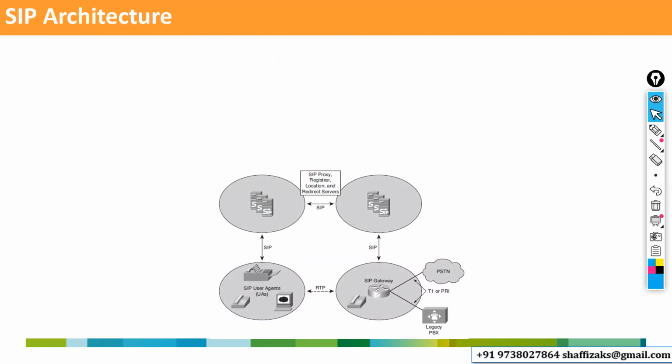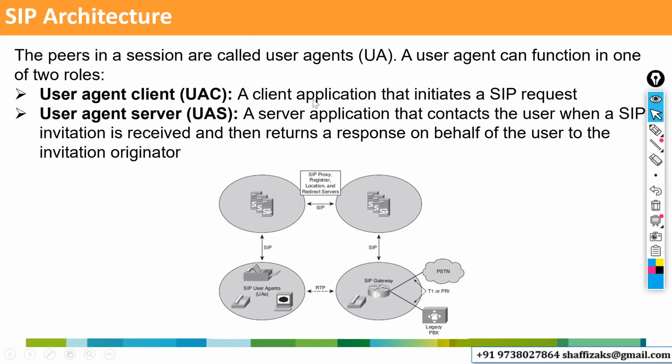Next we'll look into the architecture. So here, when two devices are participating, and both ends are using the SIP protocol, we call it a user agent. Any device participating in the SIP protocol, we call a user agent. There are two roles we have. One is the user agent client and another one is the user agent server. It's very simple. We have the calling party and the called party. Always the calling party will act as the user agent client, and the called party will act as the user agent server.